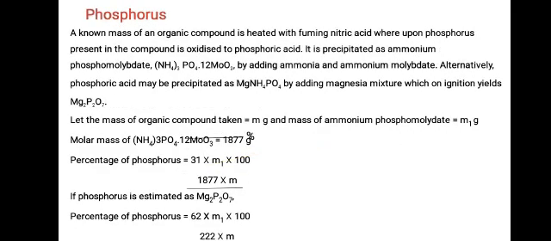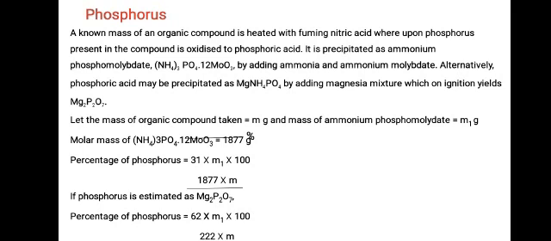Now next is the estimation of phosphorus. That is, the organic compound is heated with fuming nitric acid, whereupon the phosphorus present in the compound is oxidized to phosphoric acid. Okay, and this is precipitated as ammonium phosphomolybdate. The formula for this is (NH4)3PO4.12MoO3, by adding ammonia and ammonium molybdate. If we add ammonia and ammonium molybdate, then this compound will be formed, which will precipitate out.